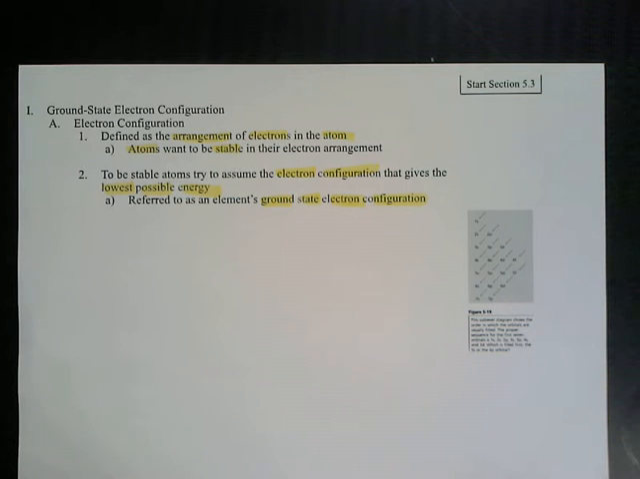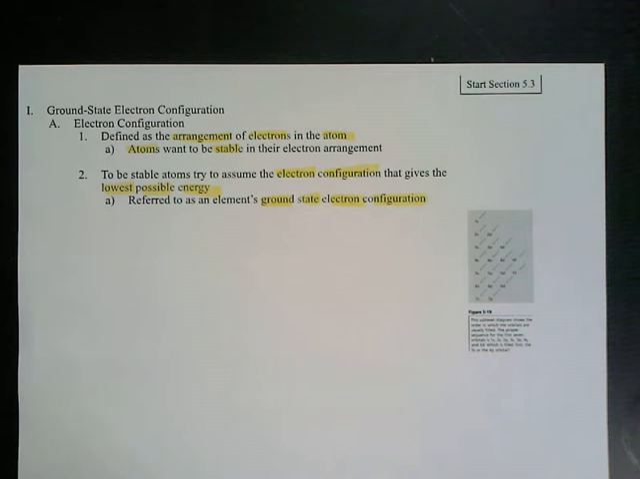All right, so it will be helpful to have a periodic table handy in this case. So we start out here with electron configuration. Electron configuration is defined as the arrangement of electrons in atoms. Now, a more layman's term for this is essentially the address specifying where each and every electron is for an atom.